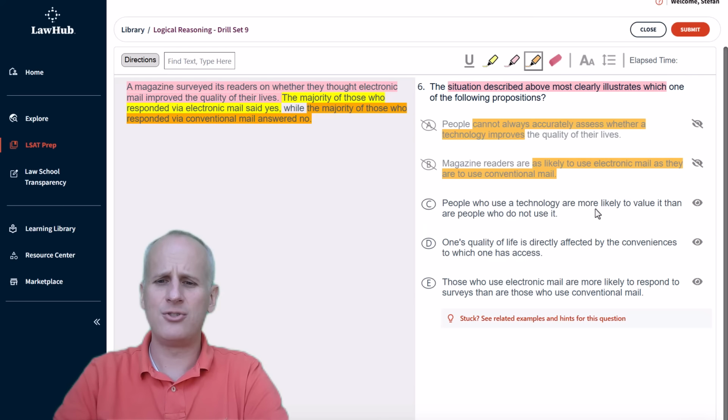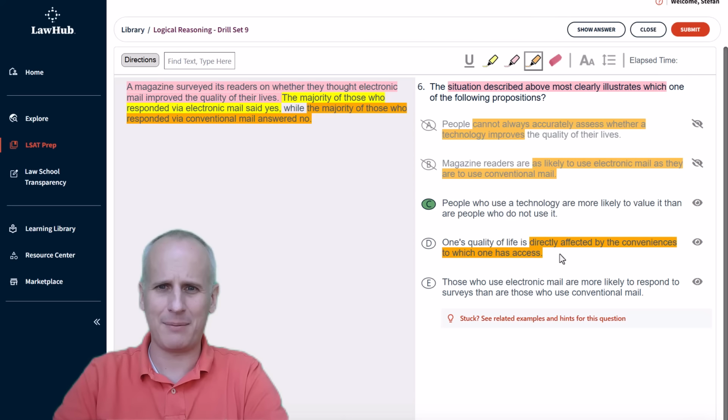Then choice C, people who use a technology are more likely to value it than are people who do not use it. Well, ding, ding, ding, that is exactly what we mentally predicted without even looking at these answer choices. Moving on to choice D, one's quality of life is directly affected by the conveniences to which one has access. Well, theoretically, both populations have access to email. They don't just necessarily use it. So again, this is kind of almost a reversal of the information presented.